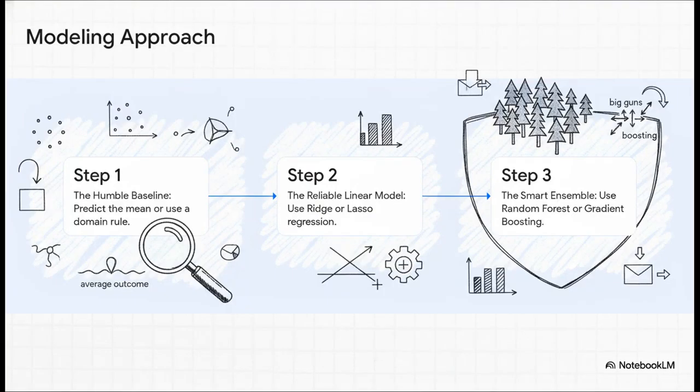So how do we go about building a model here? Well, we follow a pretty clear progression. We always, and I mean always, start with a humble baseline. This could be something ridiculously simple, like just predicting the average outcome for every new situation. From there, we might move to a reliable workhorse, maybe a linear model. And then if we need to, we bring out the big guns, these smart ensemble models like random forests or gradient boosting, which are pretty much the gold standard for this kind of data.